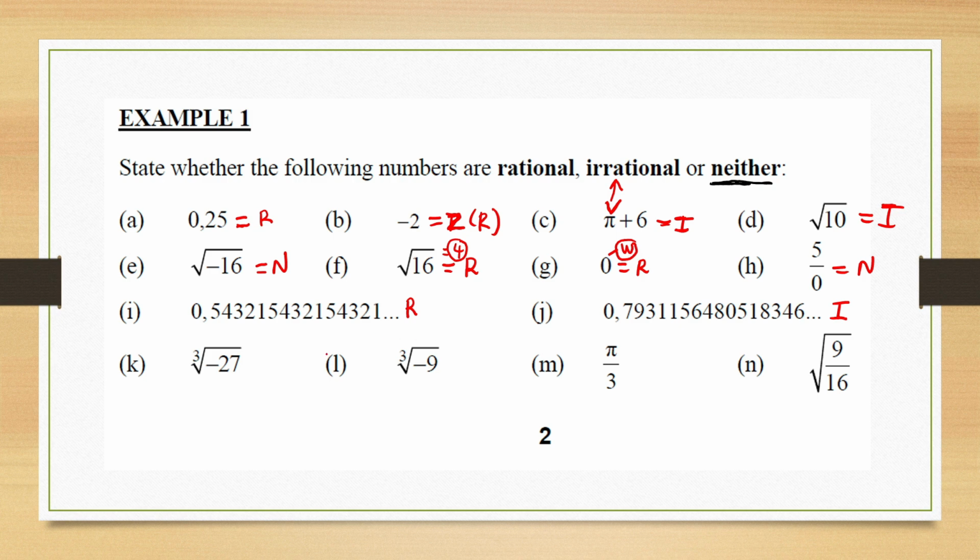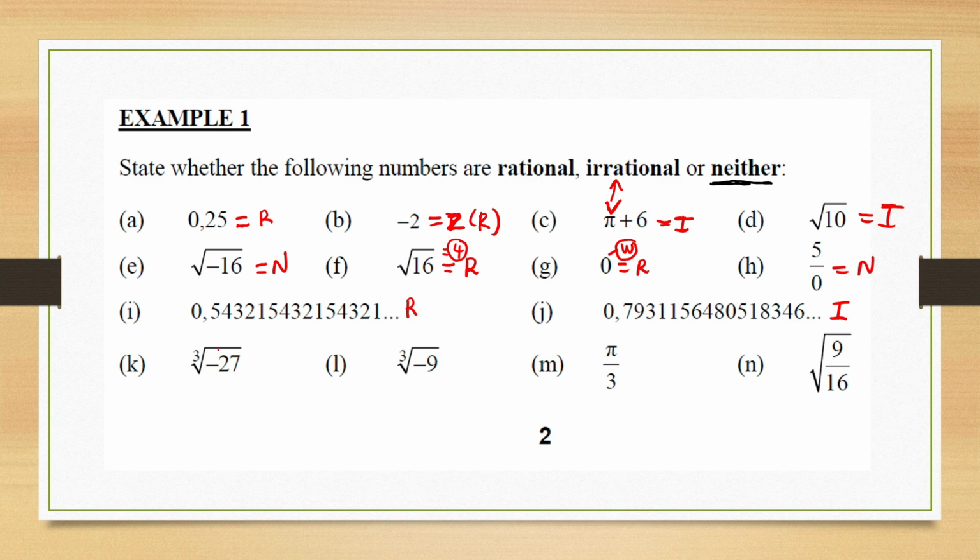Okay, let us look at K. So we've got a negative number there under a root sign. But is it unreal? Then the answer is no. Why? Because this is basically a rational number.